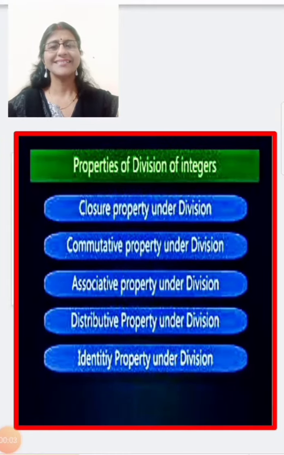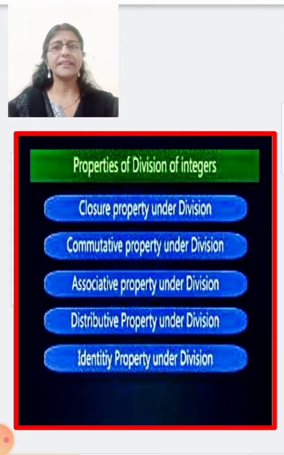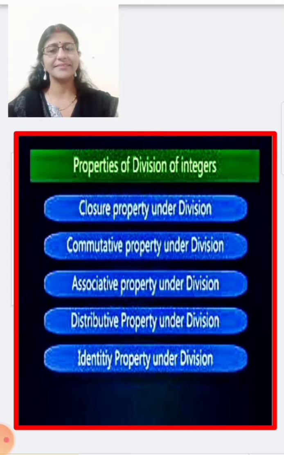Hello students, good morning. Today we are going to study the properties of division of integers. In that, we are going to learn about the closure property under division, commutative property under division, associative property under division, distributive property under division, and identity property under division. Let us learn about all these properties.